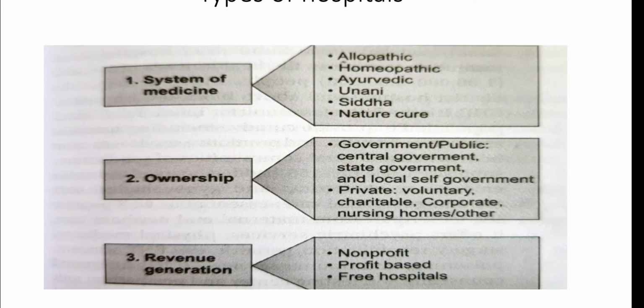Next comes, based on the revenue generation, hospitals are classified. That is non-profit hospitals, for-profit hospitals, and free hospitals. Non-profit means run by the voluntary organizations, maybe the Red Cross and all running. Profit hospitals, private healthcare agencies are running. You know all the private hospitals are like that. Free, that's for government services. Almost all free hospitals are coming under health services. That's regarding the main 3 bases of classification.